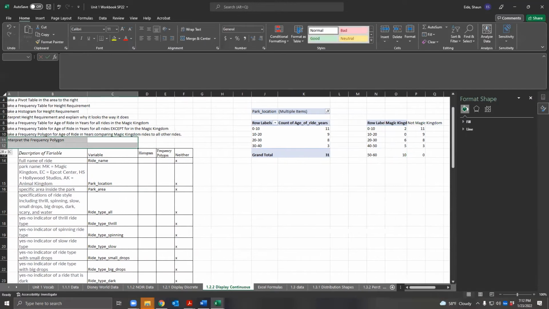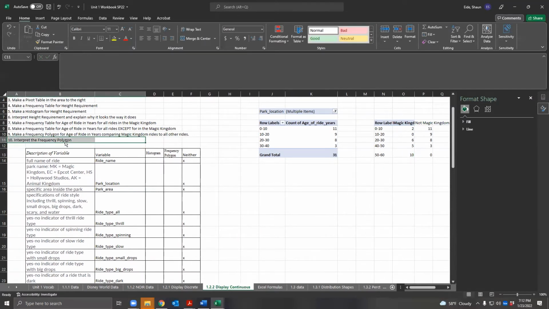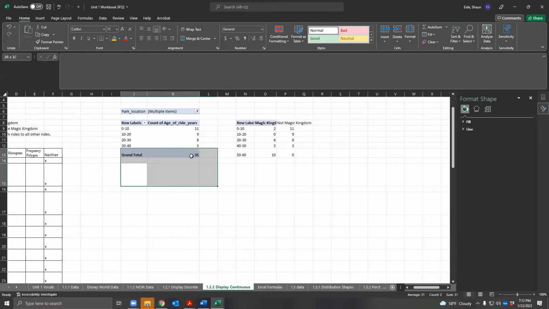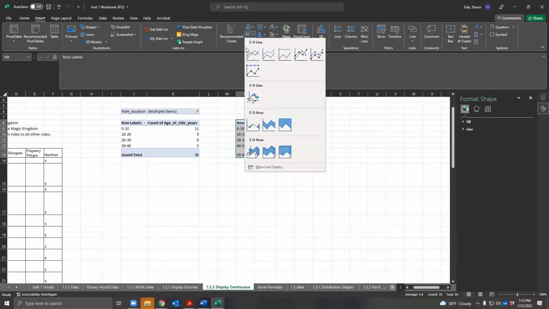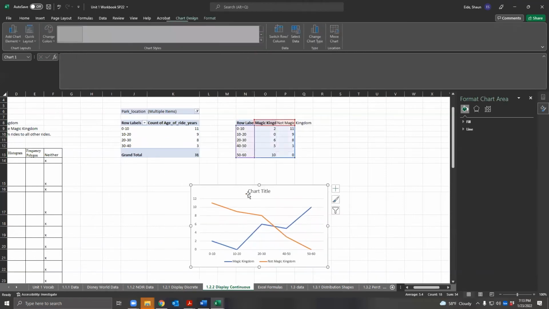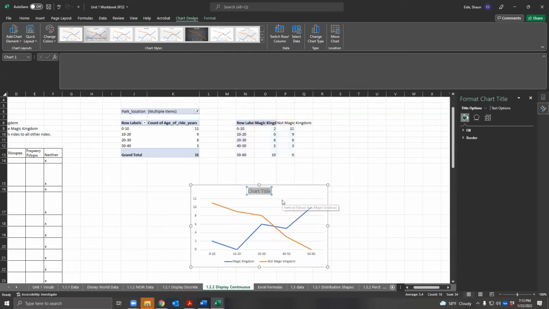Okay, and so now I've got a frequency table of Magic Kingdom, a frequency table of the rides not in Magic Kingdom, and then interpret, make a frequency polygon of age of rides in years, comparing Magic Kingdom to all the rides. So because I already have this data all together, notice you've got to have the data like this all together in one thing. And that's the reason why I did Magic Kingdom first, not Magic Kingdom second. And I put them right next to each other and insert. And I'm going to do frequency polygon. Okay. And so age of rides in years. Okay.